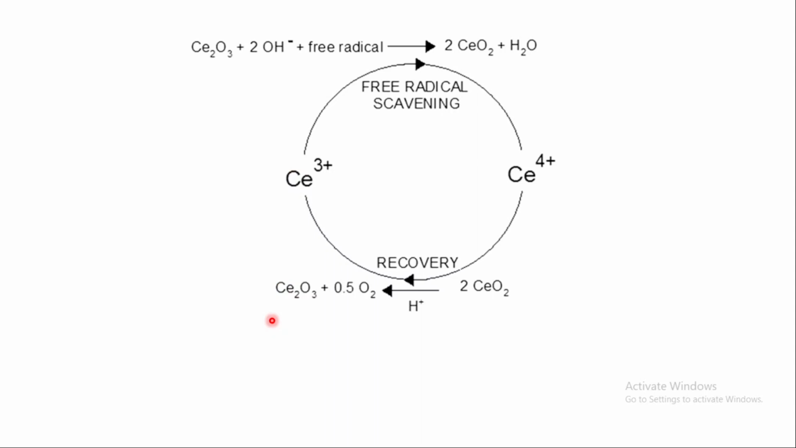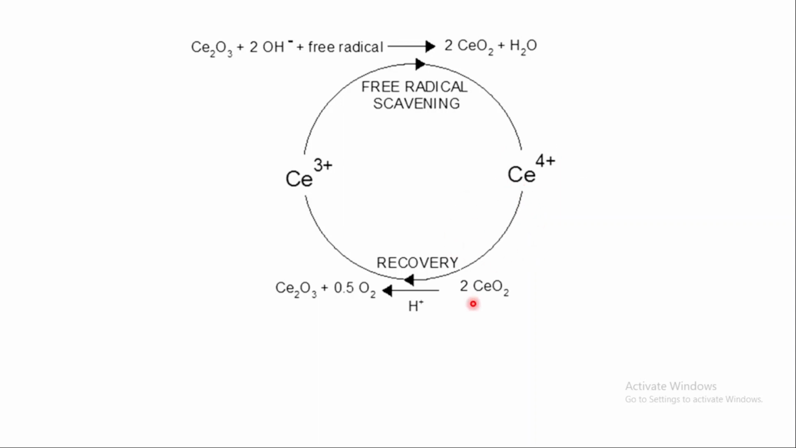And here is a schematic summarizing the free radical scavenging and recovery pathway of Ce3+ to Ce4+ conversion. If you look here, Ce2O3 is a cerium 3 oxide molecule where cerium is present in 3+ state. Ce2O3 plus 2 OH minus plus free radical gives 2 CeO2 plus H2O. So this is the free radical scavenging. In this method, it will consume the free radical and produce two molecules of CeO2, which is cerium 4 oxide, where cerium is existing as Ce4+.